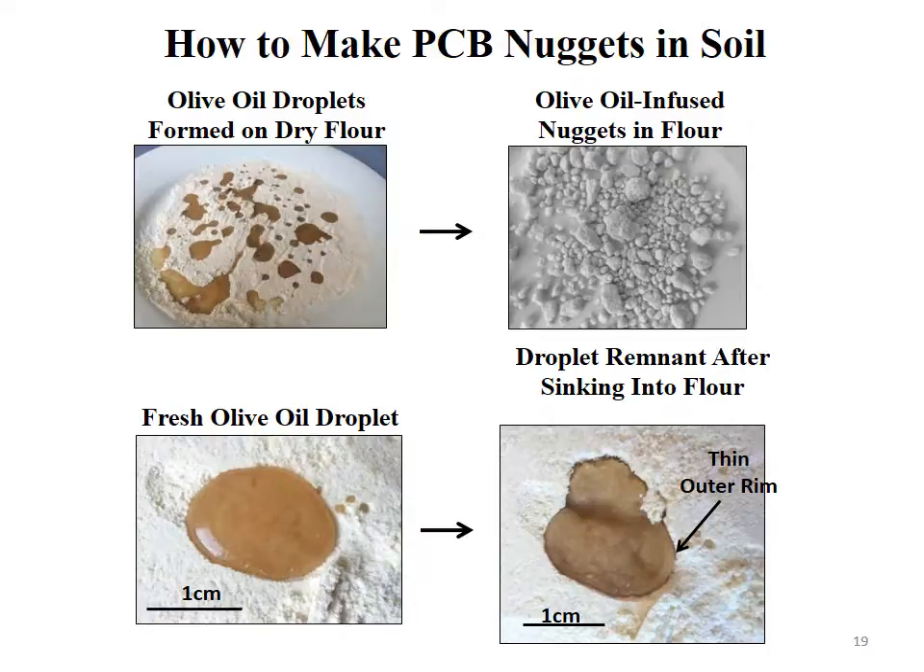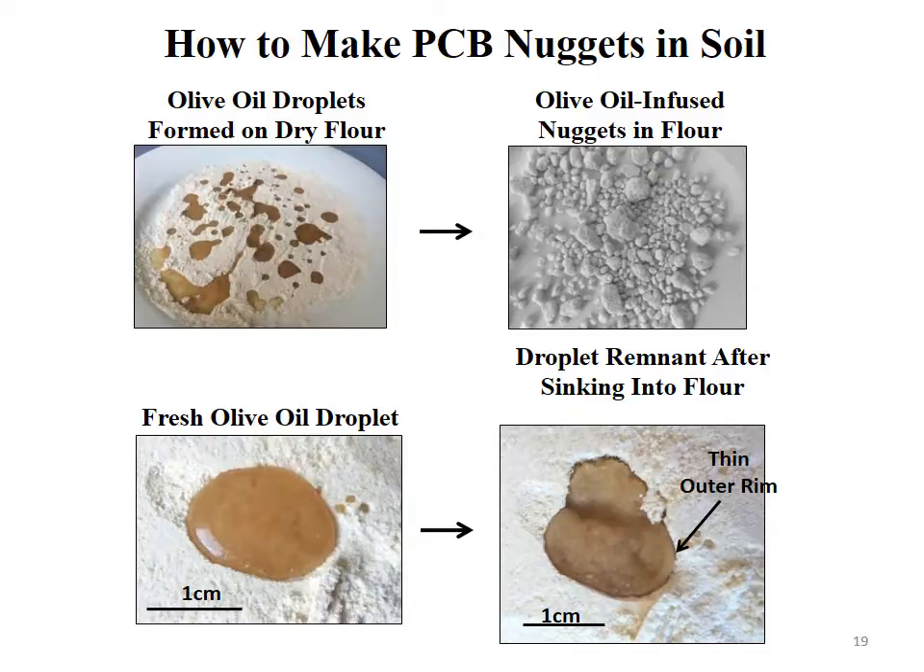Look at the bottom right hand figure. One very distinct thing about these droplets after they've sunk into the soil is you'll see a distinct rim around the edge of the droplets. The same thing that we saw in the PCB, the hypothesized PCB nuggets in soil.